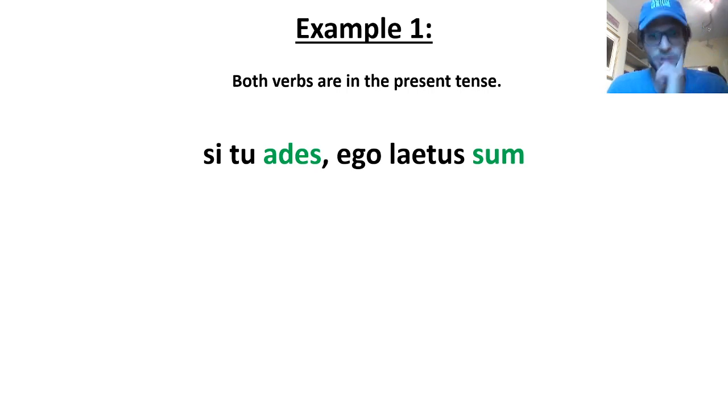Now, what we're going to do is go through 8 examples, and you can translate these in your workbooks. I'll give you the answers in a moment. So in this example, both verbs are in the present tense. It's quite a straightforward sentence, and I give you 20 seconds to translate it.